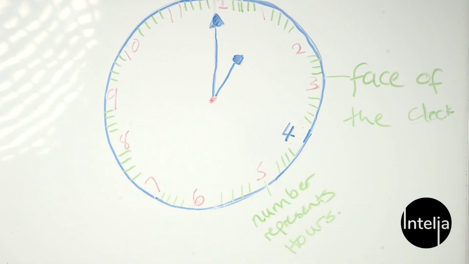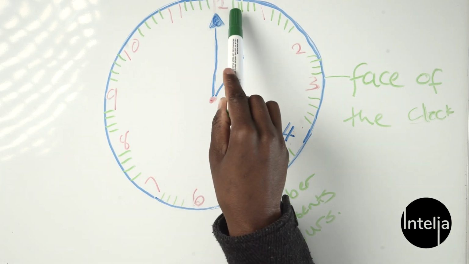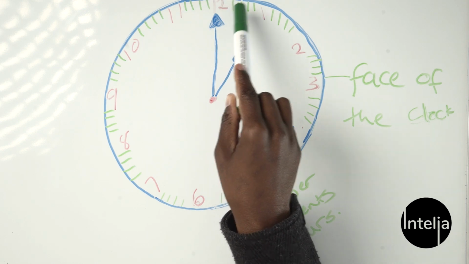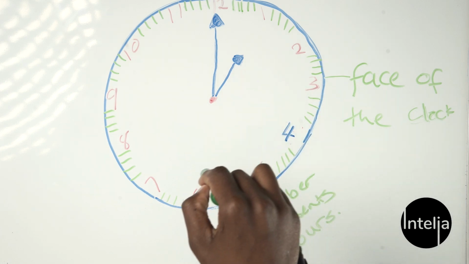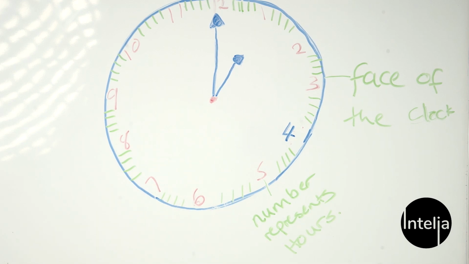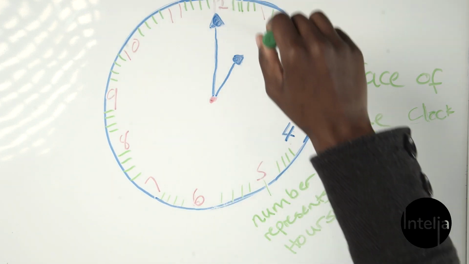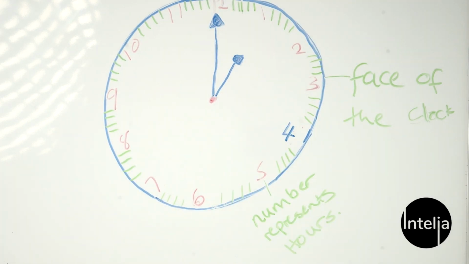See? Perfect. And you see these tiny numbers in between our hours, from 12, 1, 2, 3, 4, 5, up until 12 again. These are what we call minutes. Altogether they are 60 minutes, which means 1 hour is equal to 60 minutes. We'll talk about that later. So these tiny numbers inside our face of the clock are called minutes.